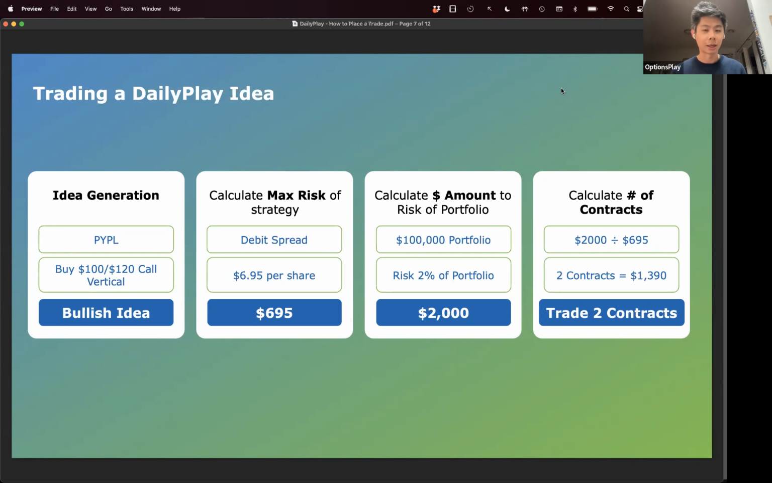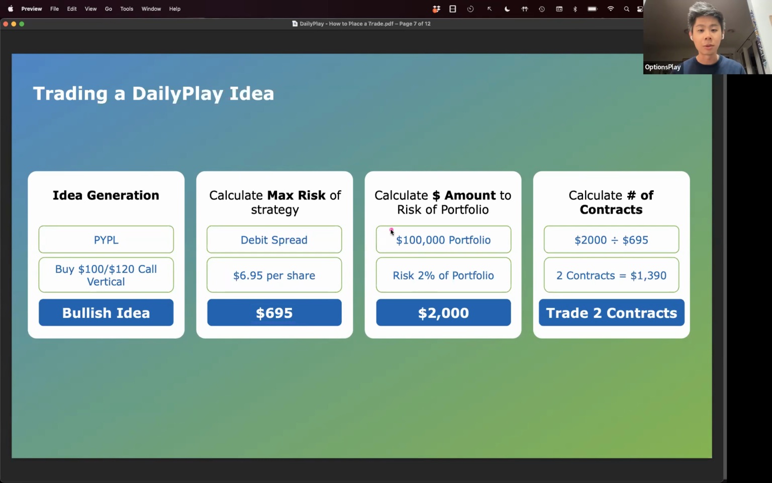I want to go through a real example, a trade structure that we sent out on March 16th, which was a PayPal trade idea. Rick called the bottom on PayPal and suggested that you buy a 100-120 call spread. At the time, this was a bullish idea on PayPal, and this bullish call spread was trading at $6.95 per share. That's $695 per contract. Because it was a debit spread, the amount we're paying was the max risk. So the max risk was $695 per contract.